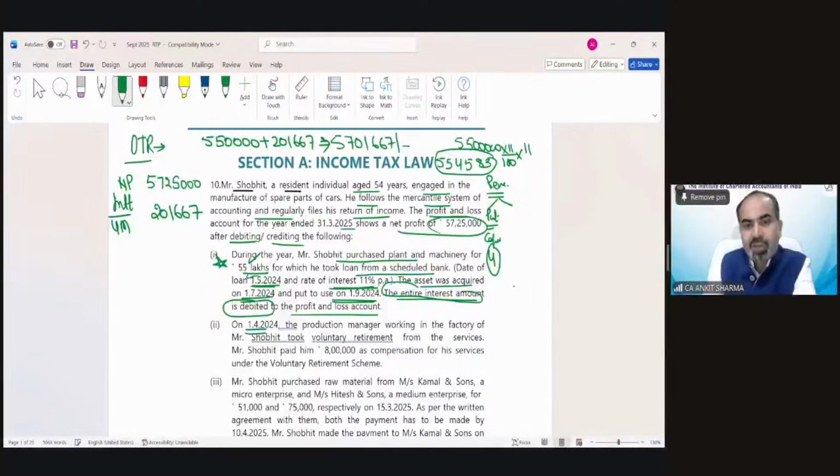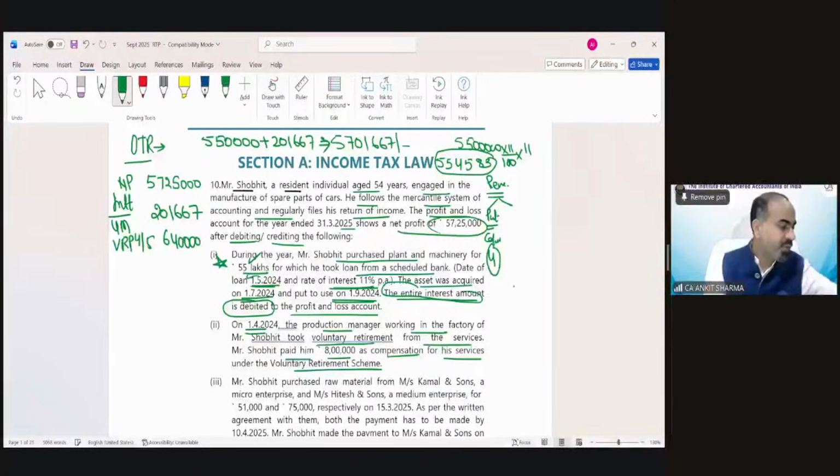On 1st April 24, the production manager working in the factory of Mr. Shobhit took voluntary retirement from the services. Mr. Shobhit paid him 8 lakh rupees as compensation for his services under the voluntary retirement scheme. So under VRS, whatever compensation you are paying, you can claim only 1/5. Correct, Mr. Ram? He answered correctly. 1/5 is allowed only, and you have claimed the full value. So 4/5 needs to be added back. That would be 6,40,000. Clear?